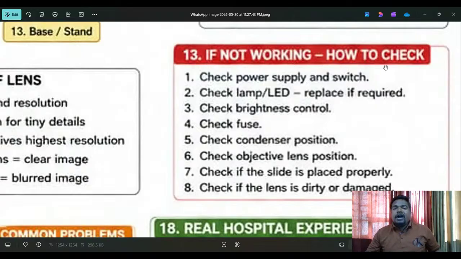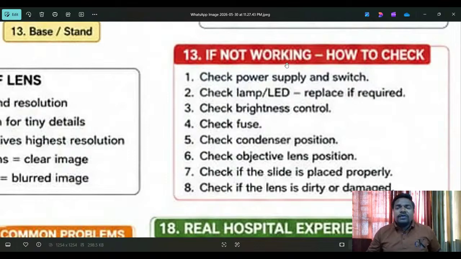If not working, how to check it? It is very, very important. Note it down, please keep it in your mind. Till now, whatever I have explained is one of the base points in biomedical engineering. And for biomedical engineering service purposes, this is the most important, that is the 12th point.